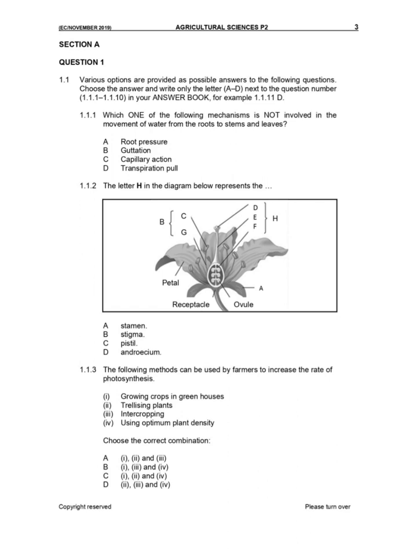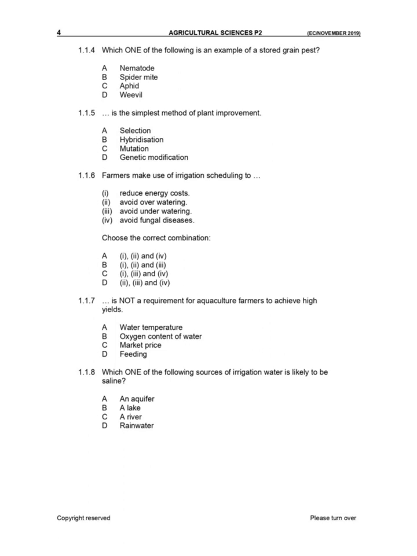Then the following methods can be used by farmers to increase the rate of photosynthesis. So you are given options D. Growing crops in greenhouses. You are also given trellising plants, intercropping, using optimum plant density. So you're going to choose the correct combination. So which methods can be used by farmers to increase the rate of photosynthesis, right? Then let's move to question 1.4.